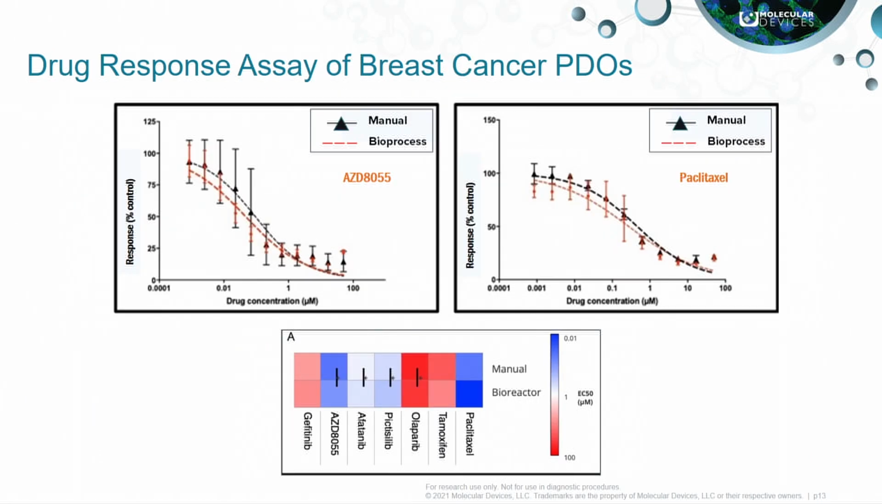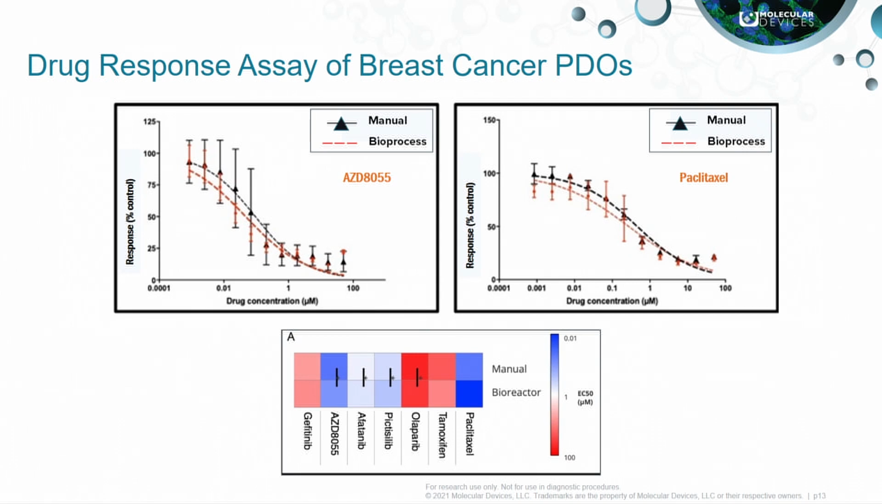And then finally, we put our bioreactor-grown organoids into drug assays. And again, we tested a panel of standard of care therapeutics for breast cancer. And really what we found, as we would expect, is that the bioreactor-grown organoids showed exactly the same drug response profile as the manually grown counterparts, again, just reinforcing this idea that the bioprocess is not in any way changing the phenotype, the biology, the behavior of these lines.